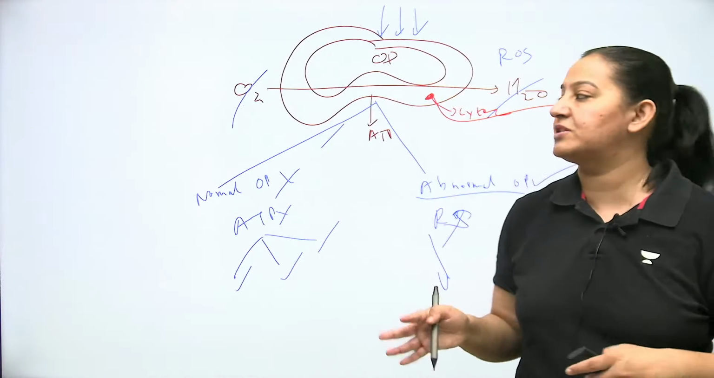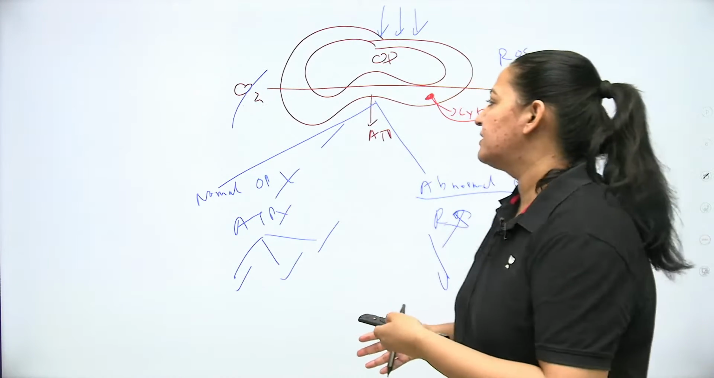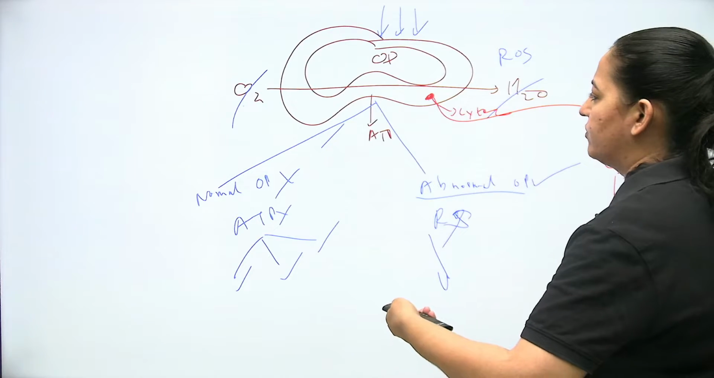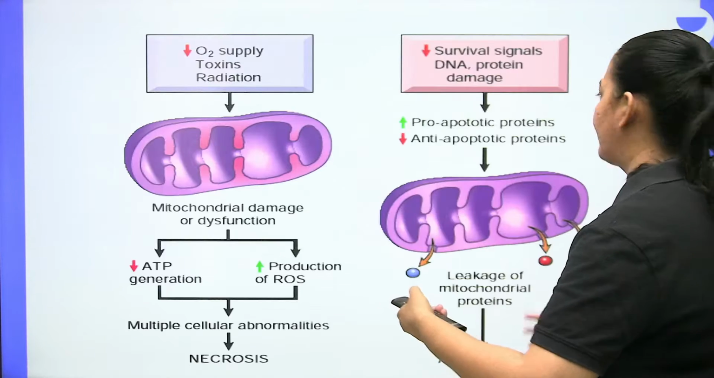So these are the three things which will happen due to mitochondrial damage. The same diagram from Robbins is in front of you. You can see this diagram in front of you.